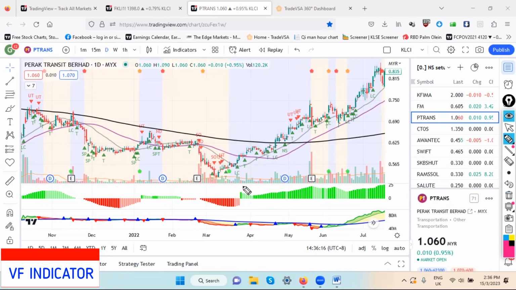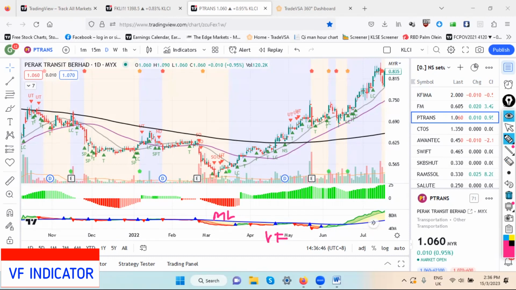When you are entering at this zone, you just let the profit run. Wherever you see this zone continue green and the entire thing is going up, and when you see the VF line improving above this blue line. This blue line is actually a momentum line, we call it ML. And VF is the entire green and red line.